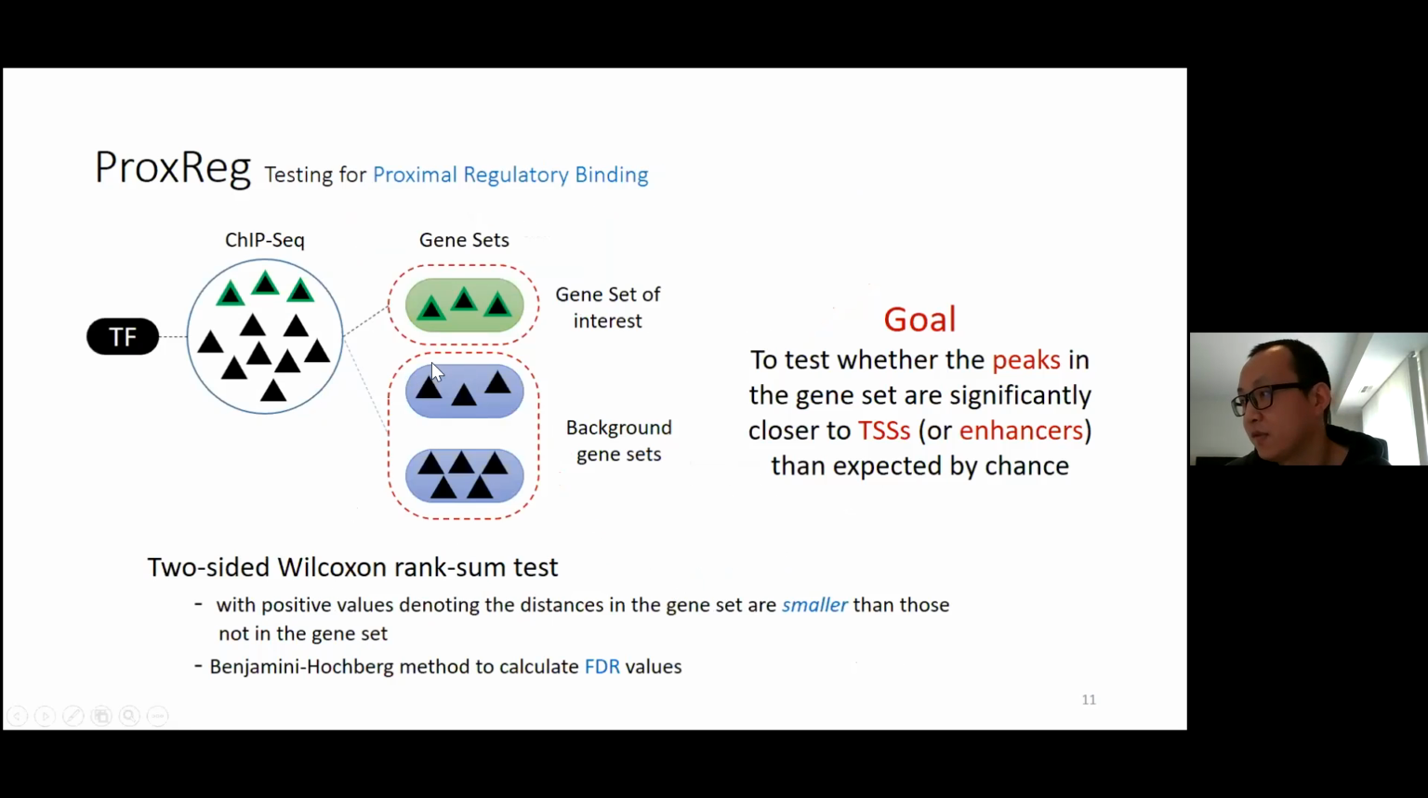After that, for example, if we have a TF and its ChIP-seq data set here, we calculate the distance of all the peaks to the promoters and enhancers, to the TSS and to the enhancers. Then we assign those peaks to the genes. After that, it will be a normal gene set enrichment testing method. We have a gene set of interest, and the other genes are used as the background gene set. Then what we test is whether the peaks in this gene set are significantly closer to the TSS or enhancer.